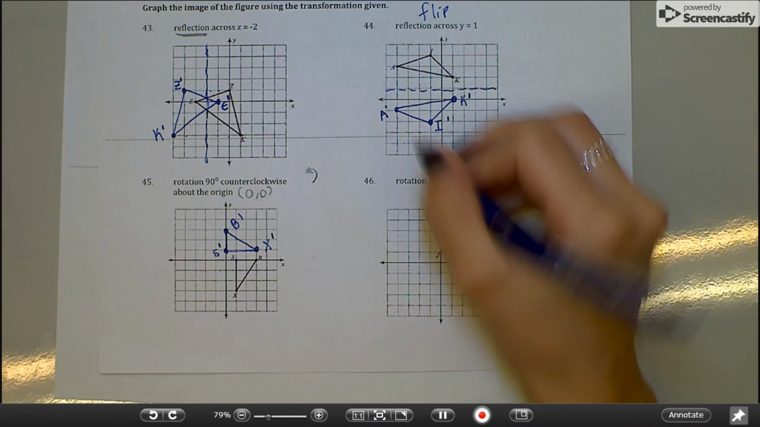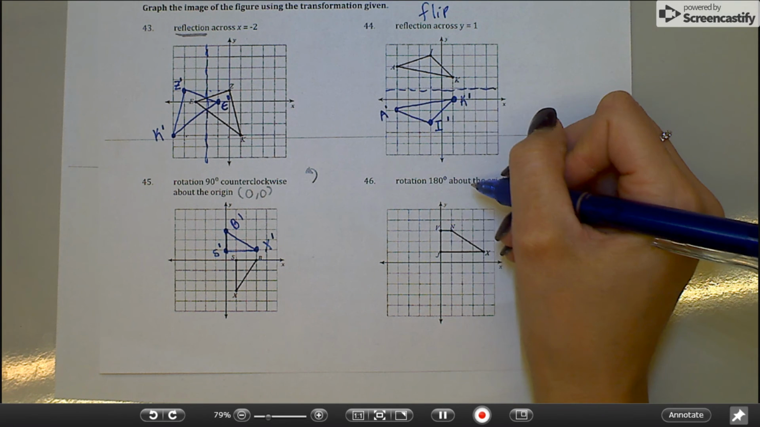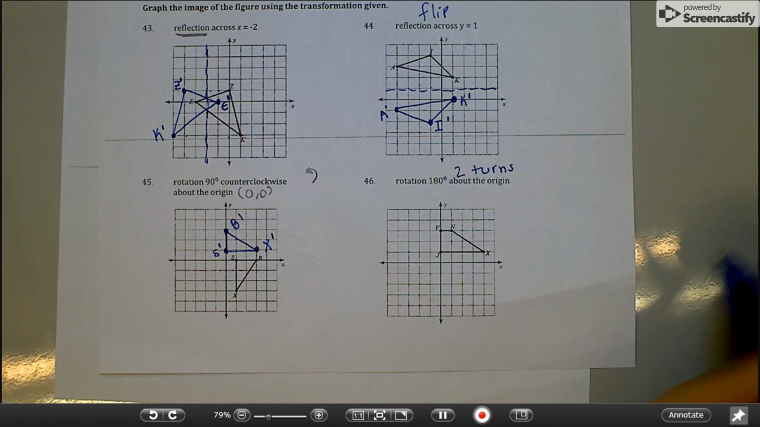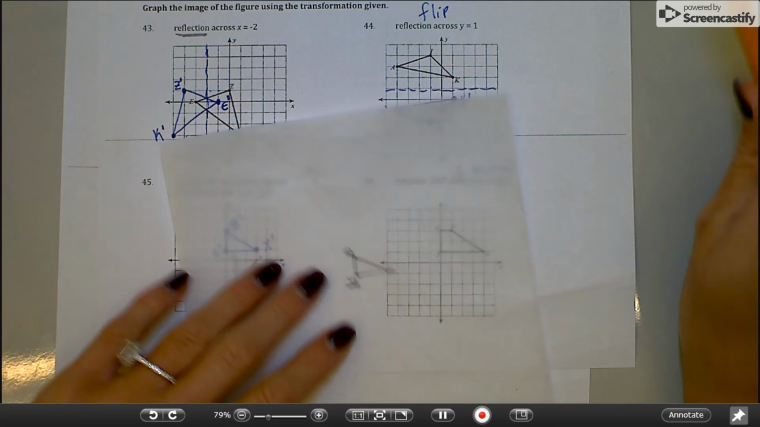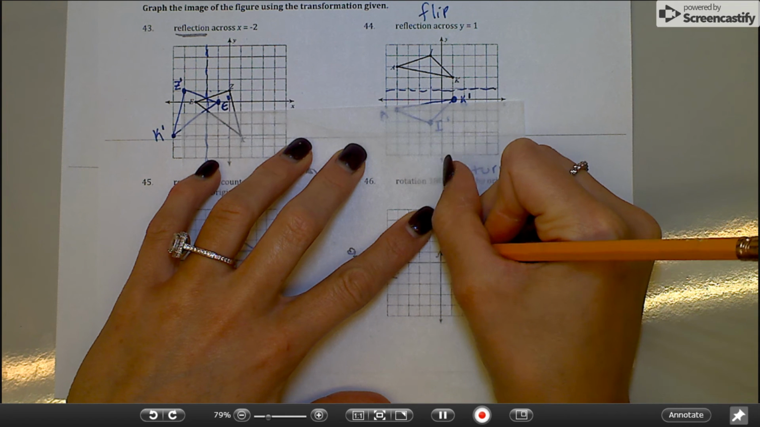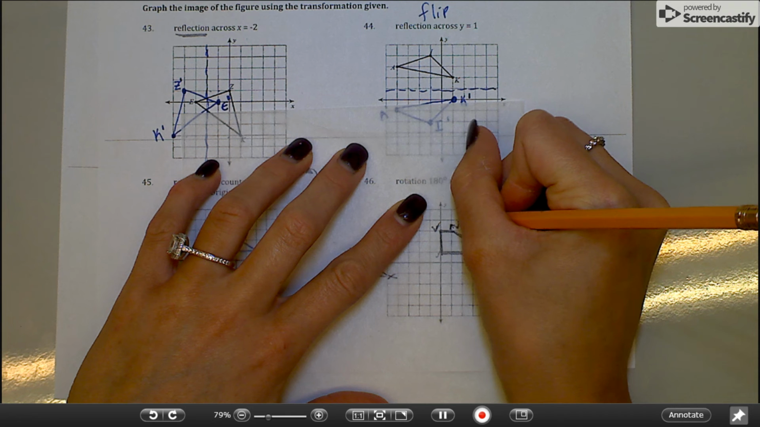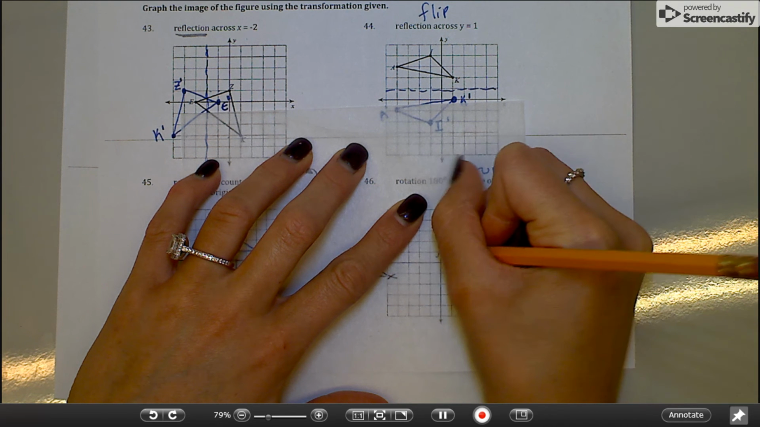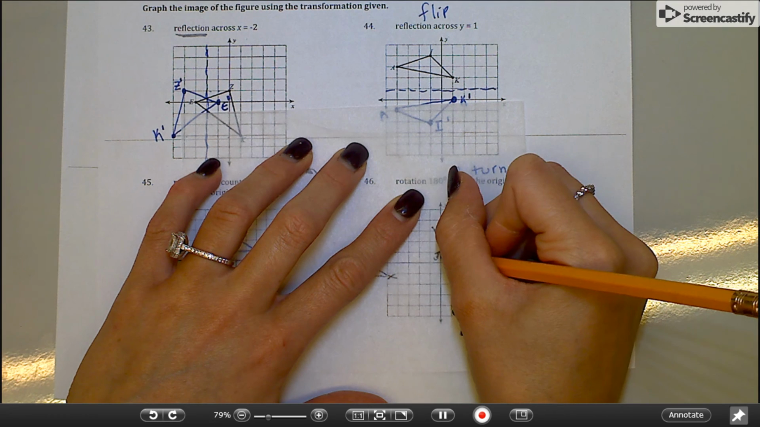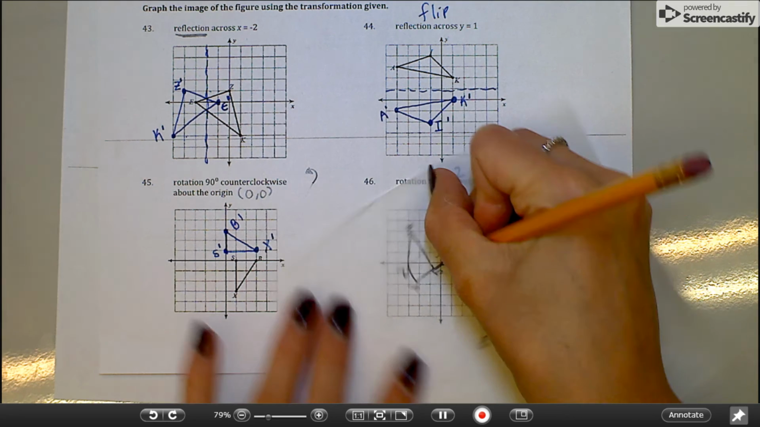And then the next one is rotation 180 degrees about the origin. So it doesn't matter, since it's 180 degrees, this is 2 turns. It doesn't matter which way you go, because it'll put it in the same place. So I'm going to trace again. Okay. I have my points, V, N, this is X, and J. And again, I make my reference line so I know how many turns I've made. So 1 turn, 2 turns.